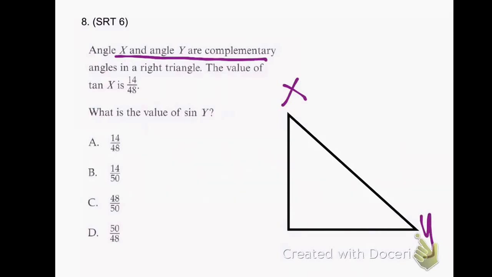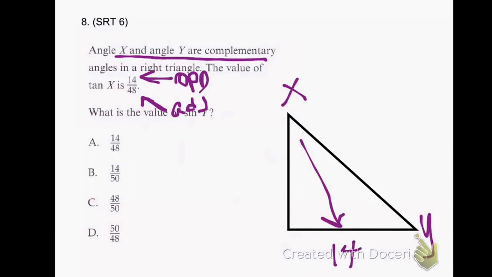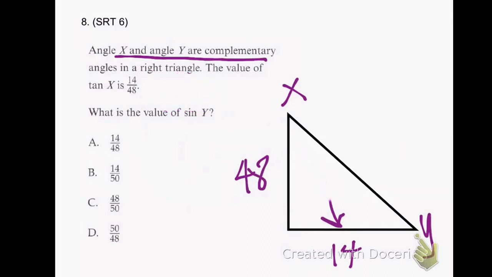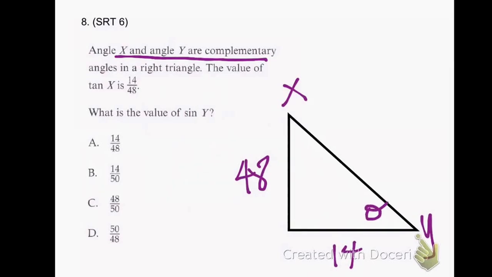Since tangent compares opposite over adjacent, then opposite X would be 14 and adjacent to X would be 48. Now they want you to find sine of Y. So put theta on Y and find the sine of Y.